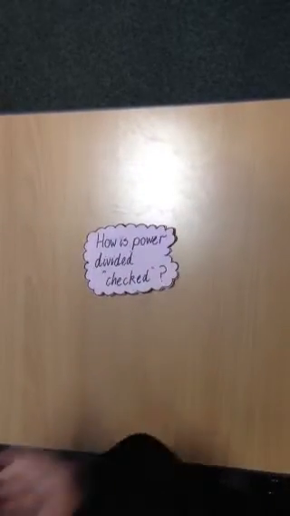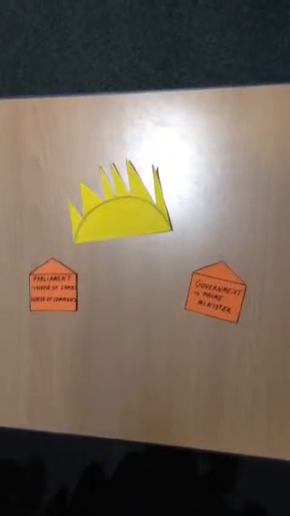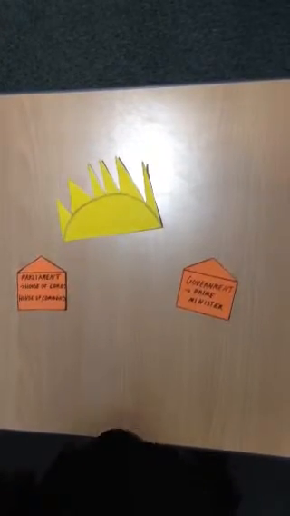How is power divided and checked? In the UK, the monarchy is the head of state. The Prime Minister is the head of the government, and the legislative power is vested in the two chambers of Parliament, the House of Commons and the House of Lords.